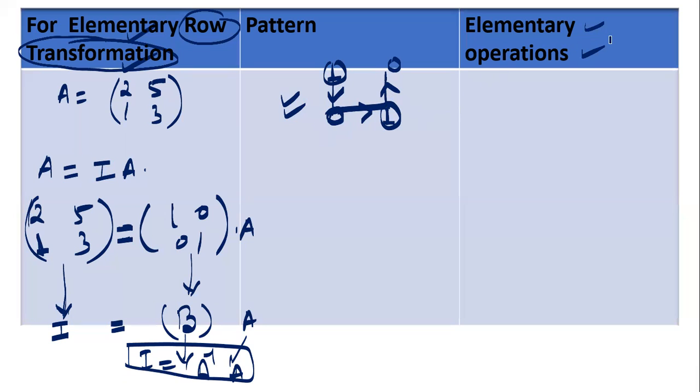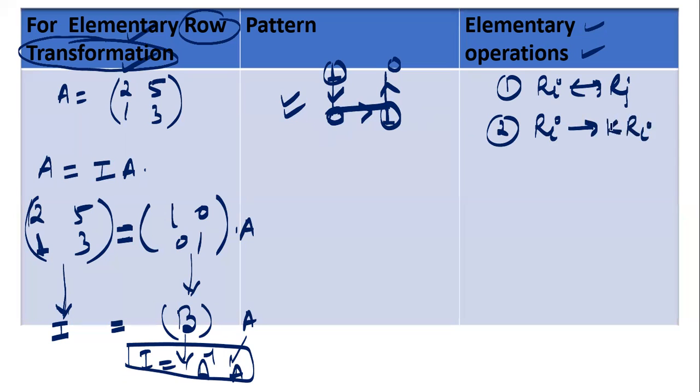What are the operations we can use? These are the operations. Number 1, we can interchange any two rows. Double arrow means interchange. Number 2, we can write Ri equals K Ri, where K is any non-zero constant, means we can multiply or divide any row by a constant. Number 3, Ri arrow Ri plus or minus K Rj, means we can add or subtract a multiple of any other row to a particular row. So these are the things which we will follow. Let's see.